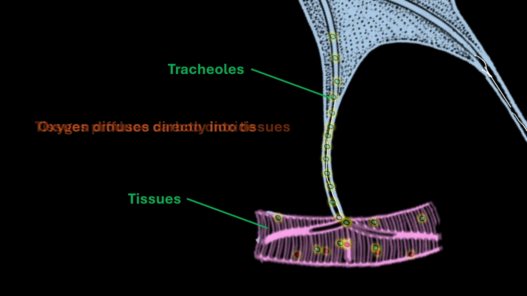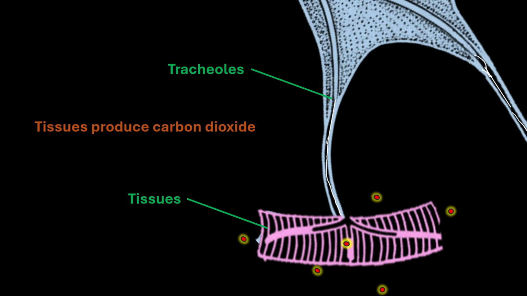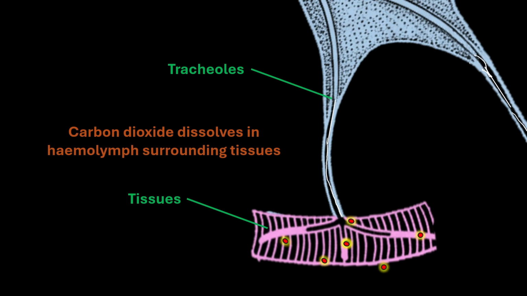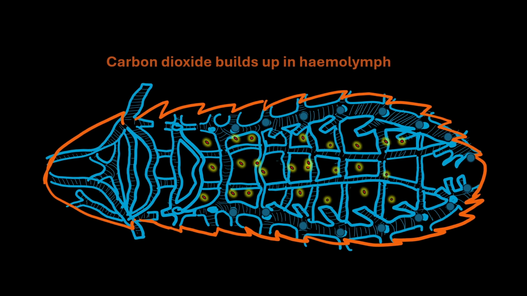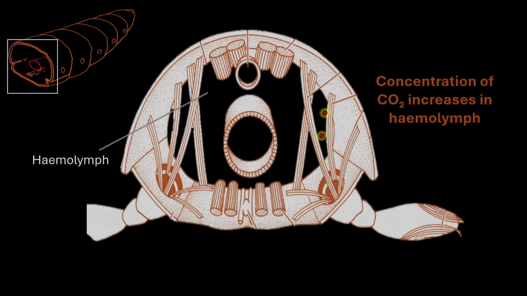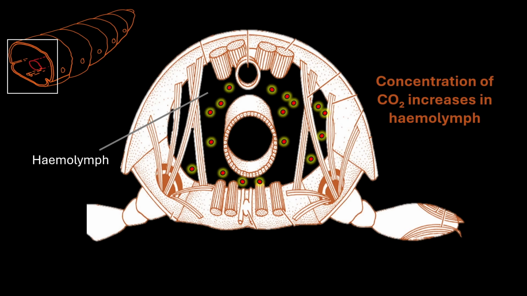But what about the carbon dioxide which is being produced after the respiration? The tissue produces carbon dioxide during respiration. But unlike humans, cockroaches don't send it back through the same path as oxygen. Instead of entering the tracheoles, most of the carbon dioxide dissolves in the hemolymph which surrounds the tissue. As a result, the carbon dioxide builds up in the hemolymph. This causes an increase in the concentration of carbon dioxide within the hemolymph.